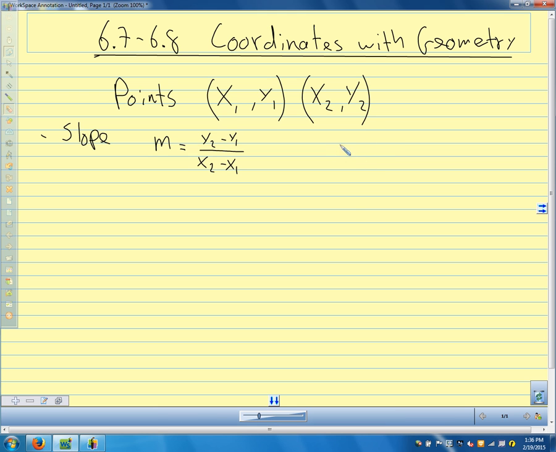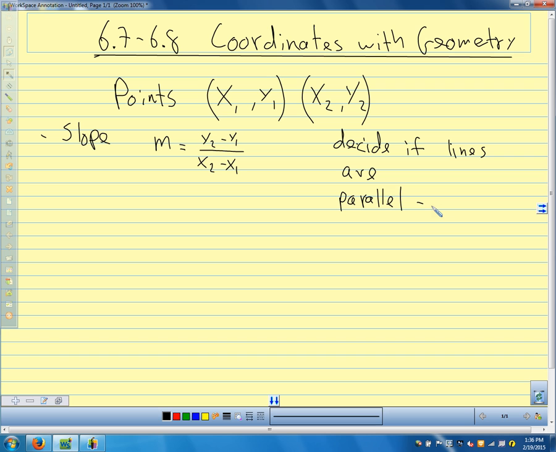And we use the slope to decide if lines are parallel. If we find the slope of two lines or two segments, how does the slope tell us if they're parallel? It's the same. If the slopes are the same. So if we have a shape that we think is a parallelogram, we need to decide if the opposite sides are parallel. We can find the slopes of those opposite sides.